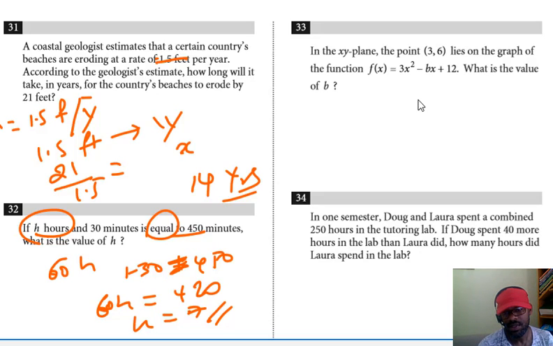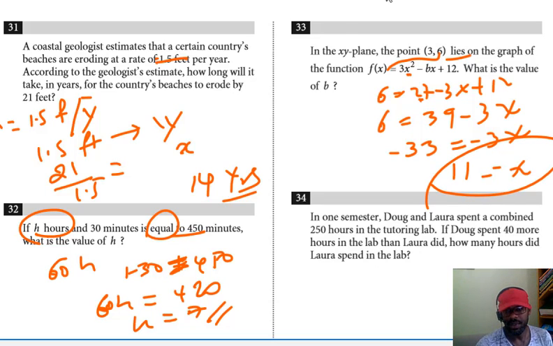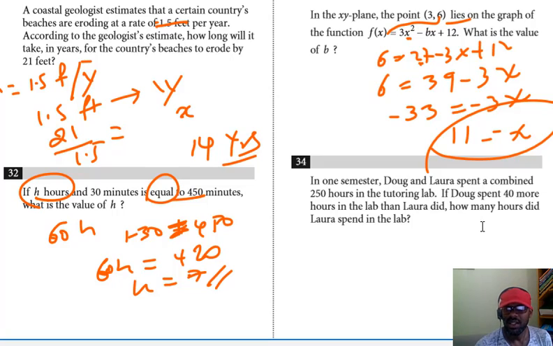33. In the xy plane, the point (b, 6) lies on the graph of the function. It lies on the graph, which means it satisfies the function. So instead of y or f of x, substitute 6, and instead of x, substitute b. Which means 6 is equal to b squared, 9, 27 minus 3b plus 12. When you work this out, 6 is equal to 39 minus 3b. When you subtract 39 from both sides, you have negative 33 is equal to minus 3b. If you divide both sides by 3, you will get 11. So the value of b will be 11. Actually, in this case, it should be b instead of x.